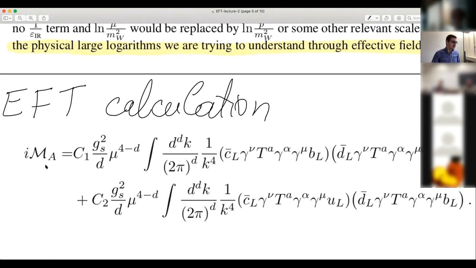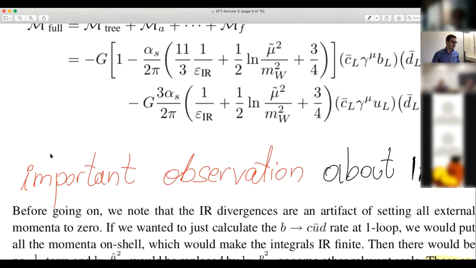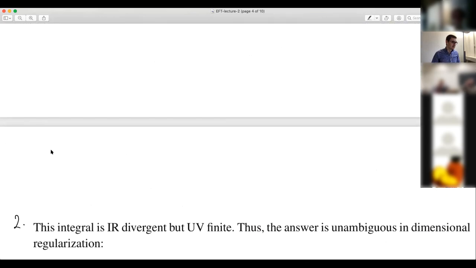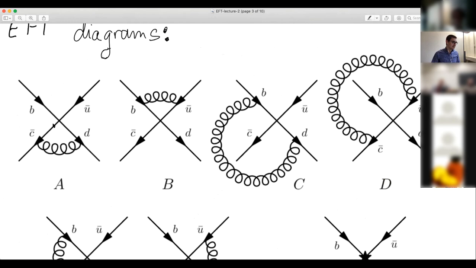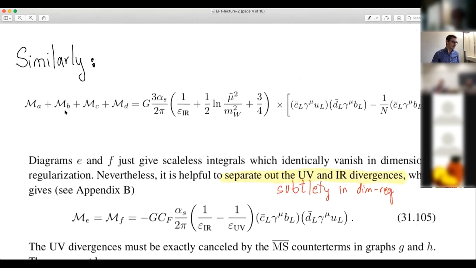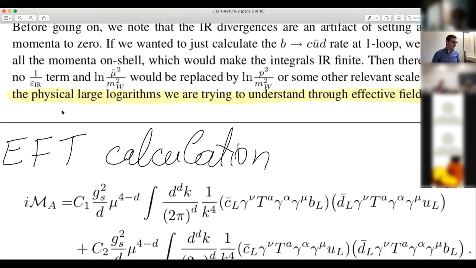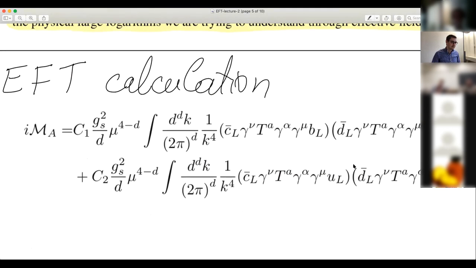All right, so this is the EFT diagram number A. So let's go back. Which one was that? So this is the EFT calculation. So this is A. So you have this loop here with the gluon. So this is the diagram we are trying to calculate.